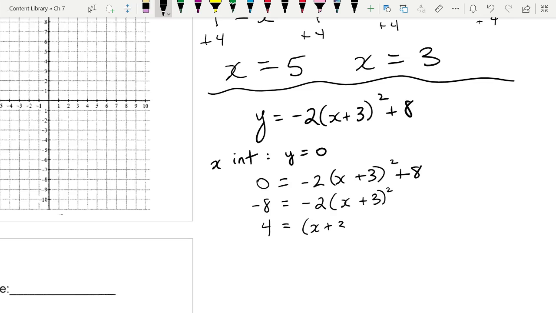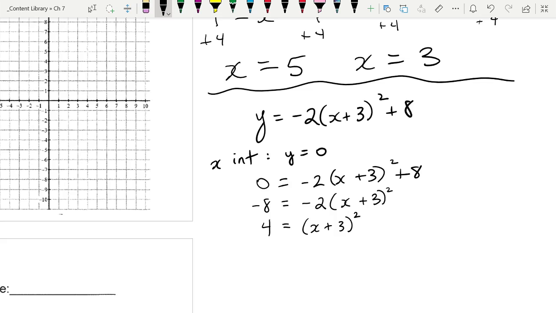Wait, why aren't we just putting it to the other side? I did put it to the other side. It became a divide on the other side. -8 divided by -2 is 4. I mean, why are we dividing instead of putting it on the other side? Well, dividing is putting it on the other side.